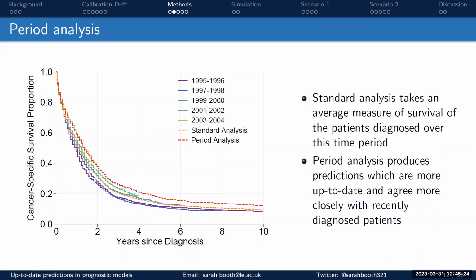But this is a technique that's used quite a lot in cancer survival studies. And you can see here, if we use a period analysis technique, it actually agrees really closely with the survival of the most recently diagnosed patients. And we assume that this would be a better estimate of the long-term survival of these patients. We don't actually have any follow-up data on these patients yet, but using this technique looks like it's going to be more accurate and up-to-date.